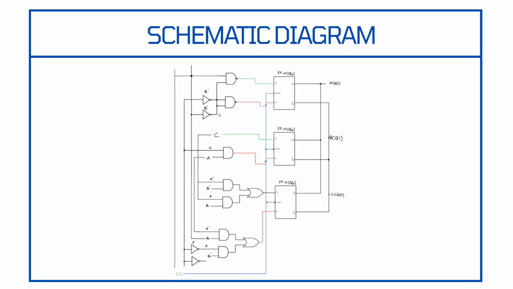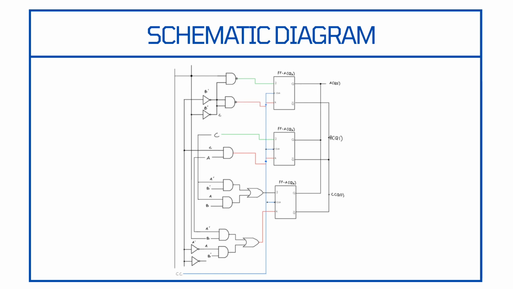This slide shows the schematic diagram for our project, which is a synchronous sequential circuit utilizing 3 JK flip-flops. It is a synchronous design because all 3 flip-flops share a single unified clock source via the common clock line shown in blue at the bottom. On the right, we have our 3 main outputs, states A, B, and C.